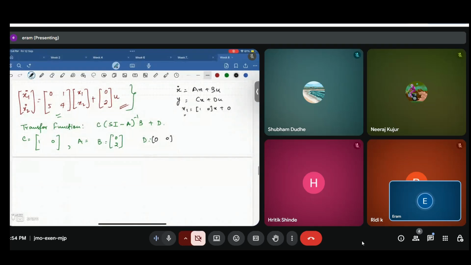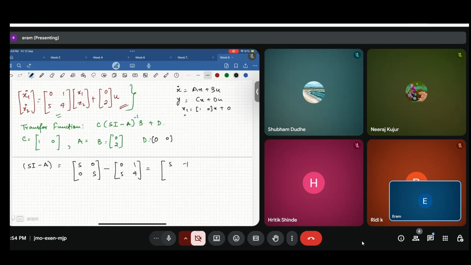Okay, so let's calculate sI minus A first. This will be s. If you multiply s with identity, you will get s, and you have to subtract your state matrix. You will get s minus 1, minus 4, and s minus 4. And then you have to take its inverse.